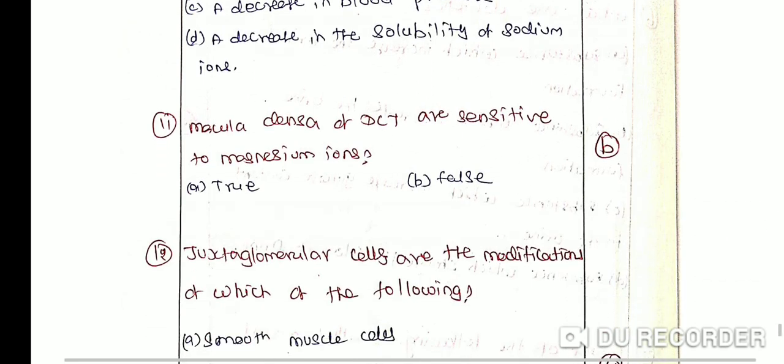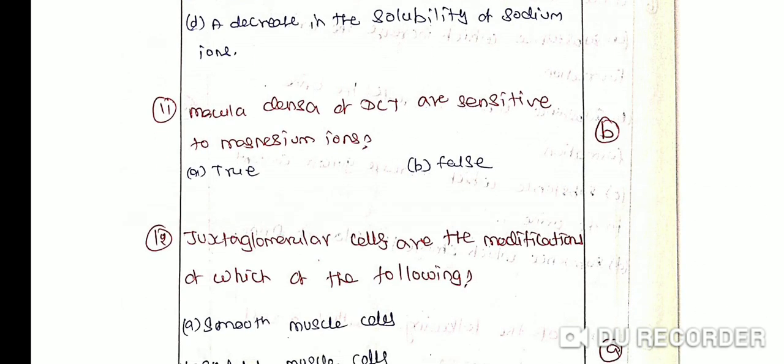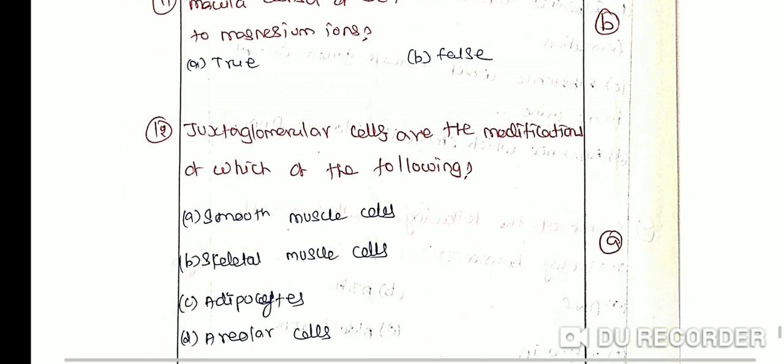Next question: macula densa of DCT are sensitive to magnesium ions. Option A, true. Option B, false. The correct answer is option B, false. Explanation: macula densa of DCT is sensitive to NaCl, sodium chloride. These are the cells of DCT epithelium which are in contact with the arteriolar wall and are denser than other epithelial cells.